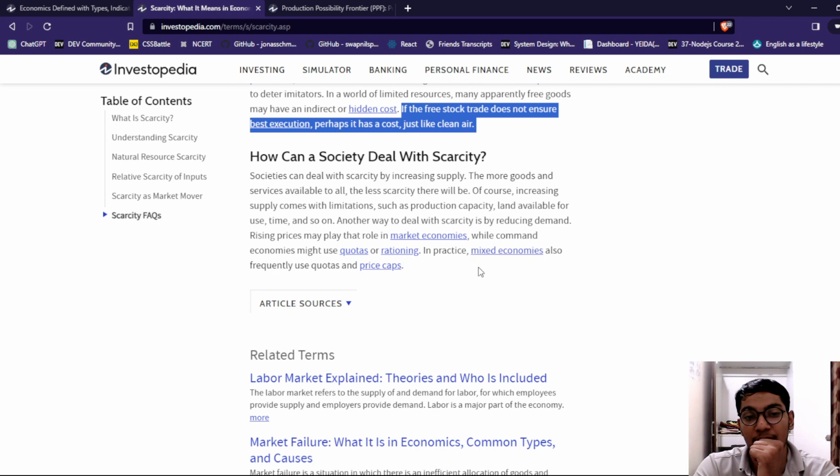How can a society deal with this scarcity? Society can deal with scarcity by increasing supply. The more goods and the more services available, the less scarcity there will be. Of course, increasing supply comes with limitations such as production capacity, land availability, time, and so on.